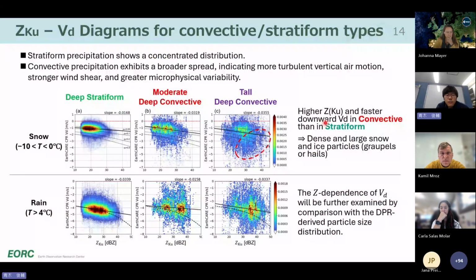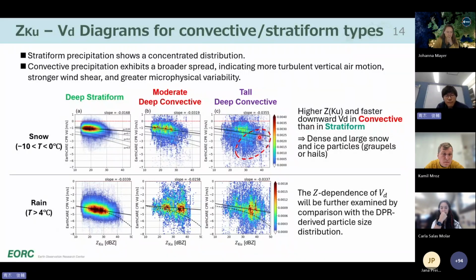This figure shows the two-dimensional histogram of Ku band reflectivity and Doppler velocity among different types. The above panel shows the snow case, and the bottom panel shows the rain case. In the stratiform precipitation case, the distribution is concentrated compared to convective. In convective precipitation, it shows a broad spread, indicating turbulent motion.